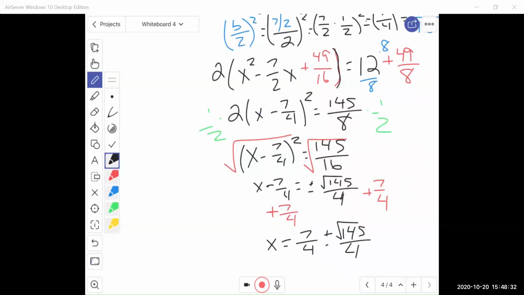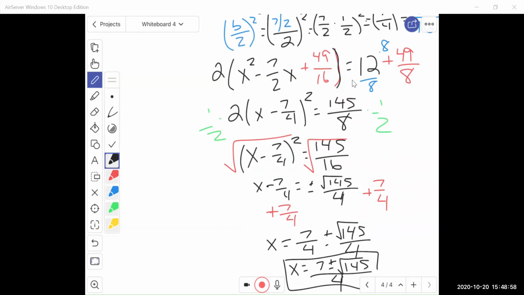And since both of these are over 4, I could simplify my answer as 7 plus or minus the square root of 145, all of that over 4. So again, this would not have an integer answer. It would have a kind of pretty messy decimal answer, but that's okay. The exact answer would be 7 plus or minus the square root of 145 divided by 4.